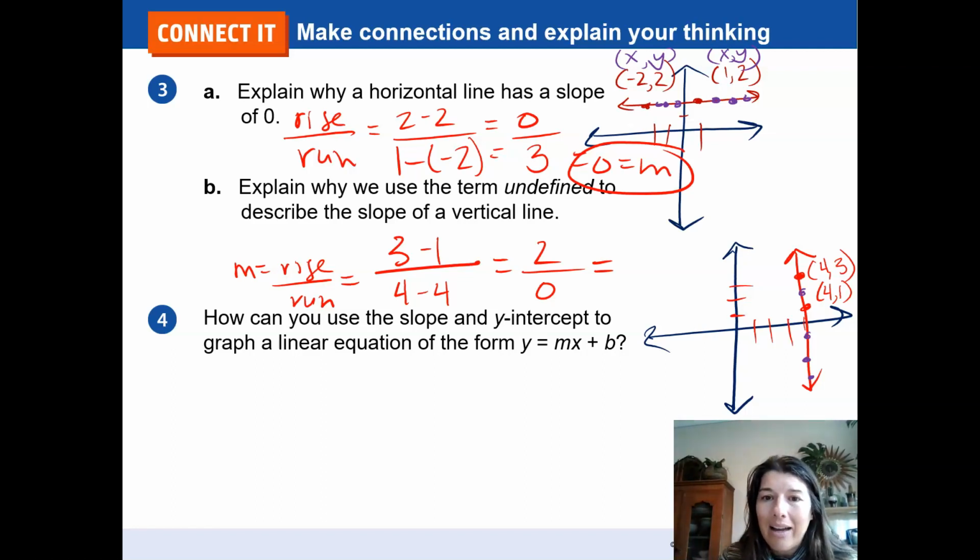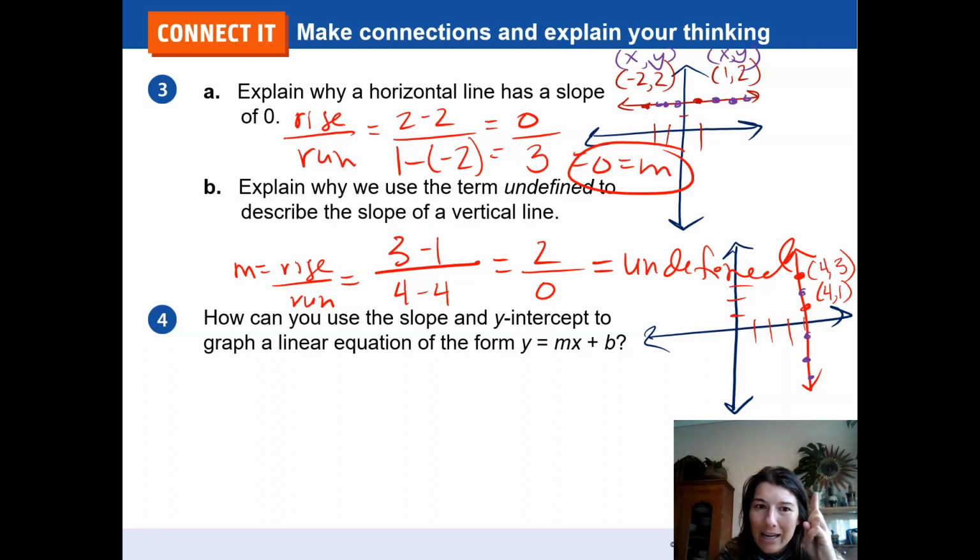Technically called undefined. Which is why we say the slope of a vertical line is undefined, because technically your run is 0, meaning there's no difference in x coordinates, which means we cannot divide by 0, therefore it is undefined. All right, so this was slope of a horizontal line and slope of a vertical line.